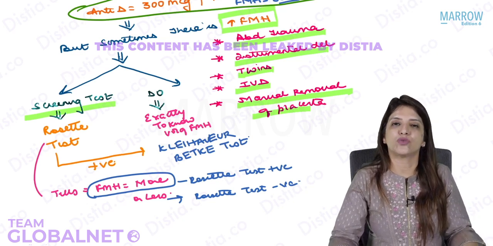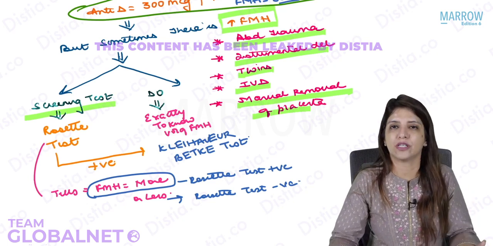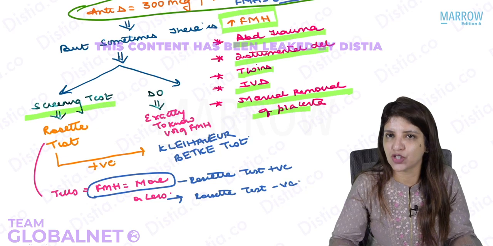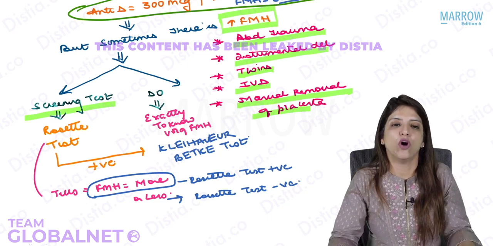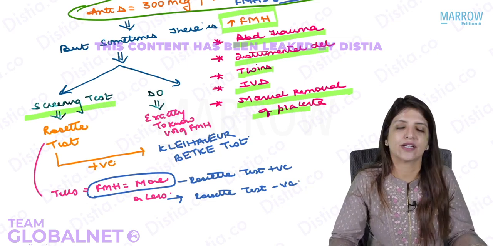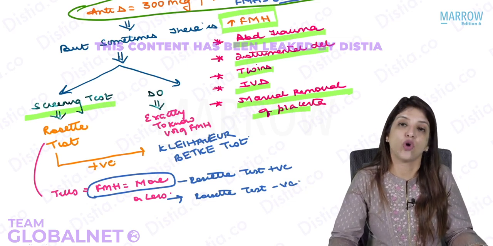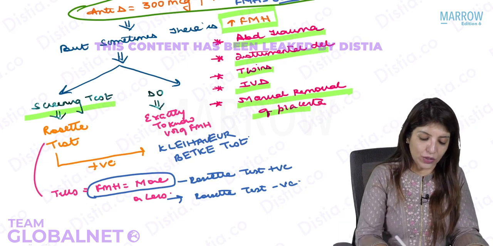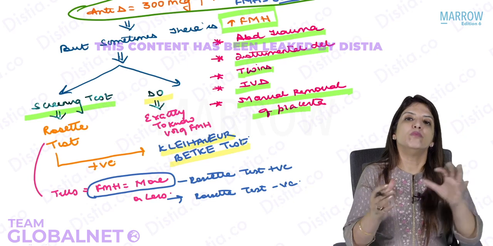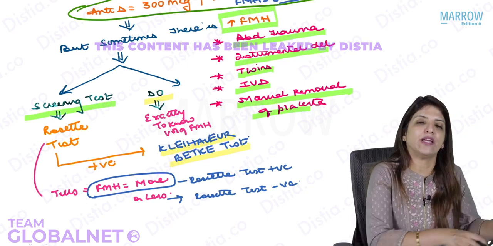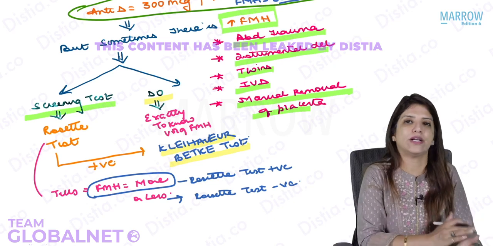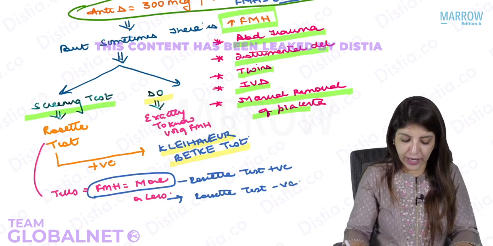And if I get Rosette test positive, which means feto-maternal hemorrhage is more, then in order to know how much feto-maternal hemorrhage has happened, I'm going to go for Kleihauer-Betke test. But there are some centers, some places where Rosette test is not available. In that case, you can directly do Kleihauer-Betke test. So you may do a Rosette test, and then if it comes out to be positive, Kleihauer-Betke test, or you may directly go for Kleihauer-Betke test, right?